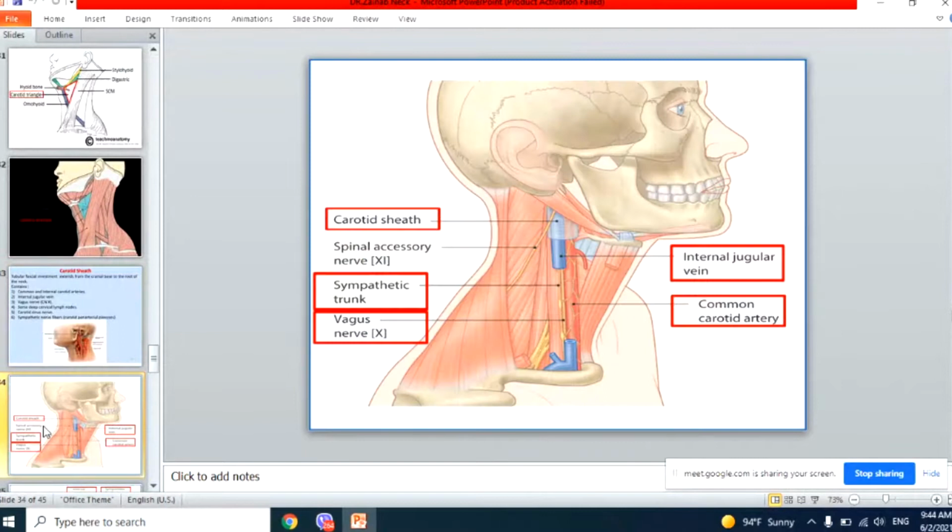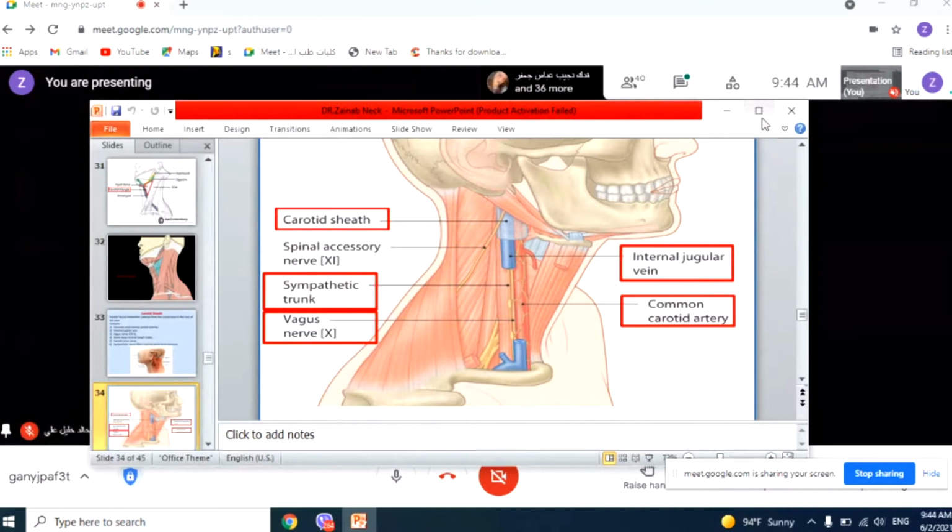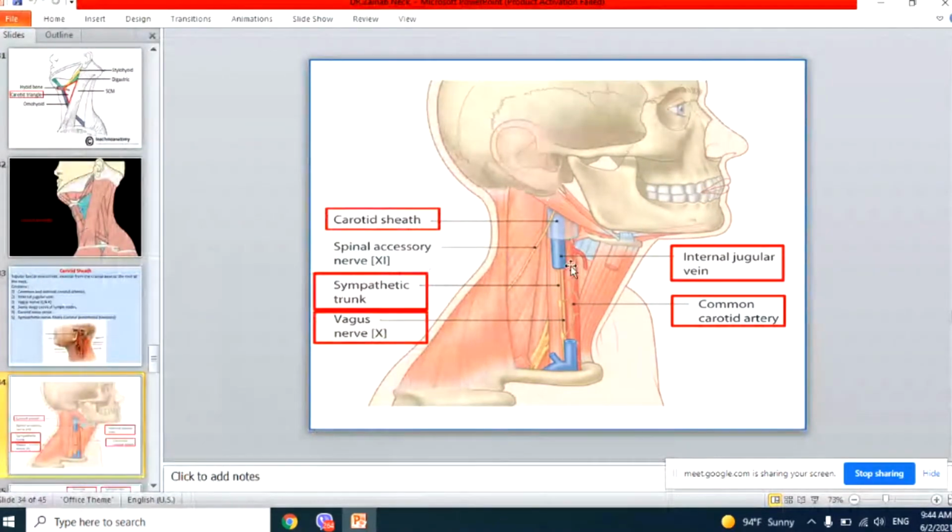Here, this is the component of the carotid sheath. This one is the carotid sheath. This one is the common carotid artery. This blue vessel is the internal jugular vein. This big yellow nerve is the vagus nerve. Also, we have the sympathetic trunk. So I put the most important structures in the red box. This red box is very important for the final exams.